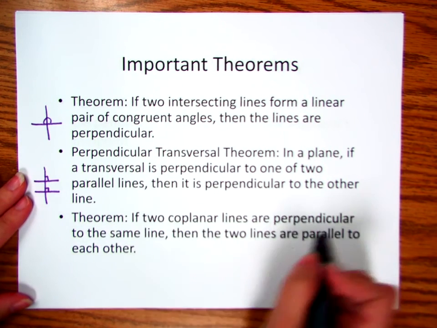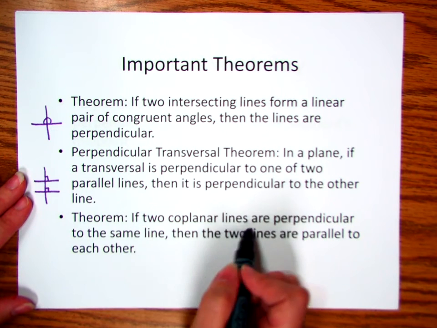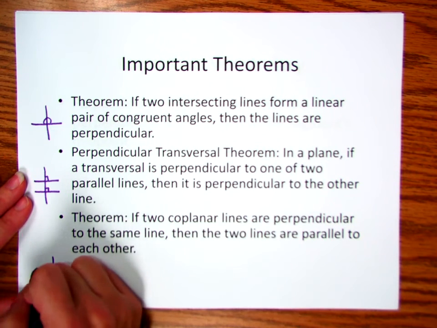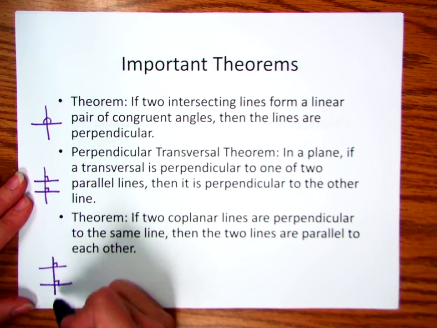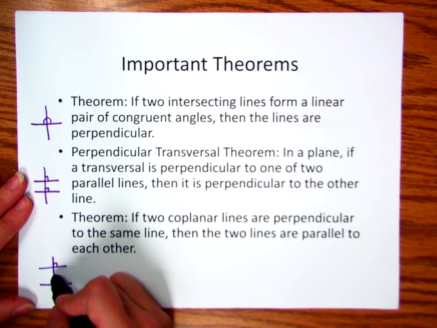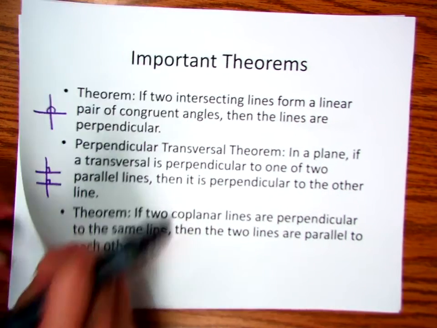And then this theorem here says that if you have two coplanar lines that are perpendicular to the same line, so here we have this line is perpendicular and this line is perpendicular to the same line right here, then the two lines are parallel, which means this will end up being a transversal, and these two lines are parallel. So if they're both perpendicular to the same line, it results in parallel lines.